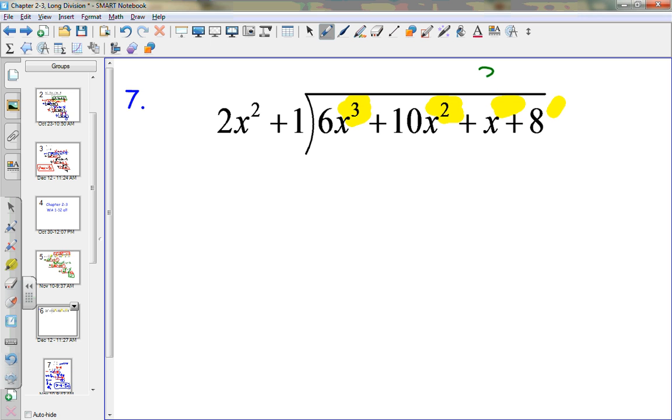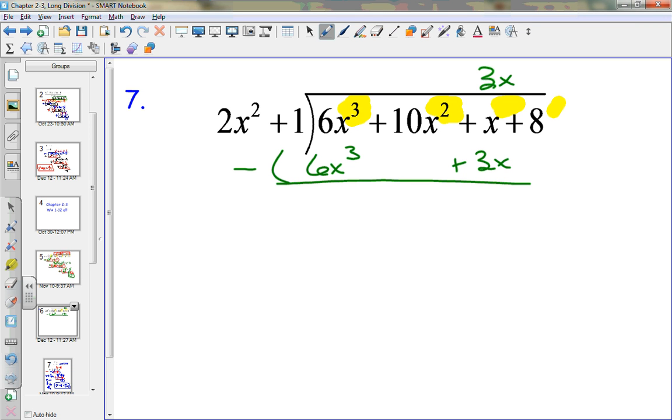So what do I multiply 2x squared by to get 6x cubed? 3x. I come all the way down here beside the x, and I put it above it. So 3x times 2x squared gives me 6x cubed. 3x times 1 gives me 3x. And I put that 3x underneath my x-like term. We all understand where I put that 3x. How many of you did not do that? Watch that you put it underneath its like term, okay?